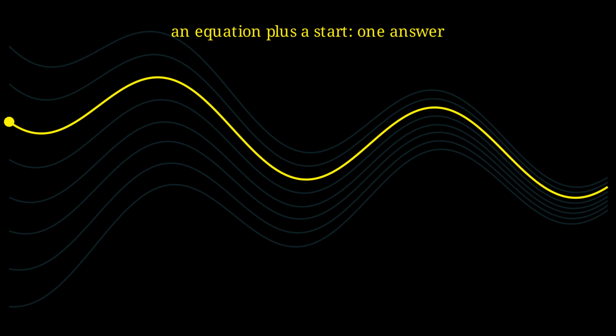An equation plus an initial condition is called an initial value problem, and unlike the bare equation, it has exactly one answer. And notice, this is precisely what our stepper from last time was always doing.